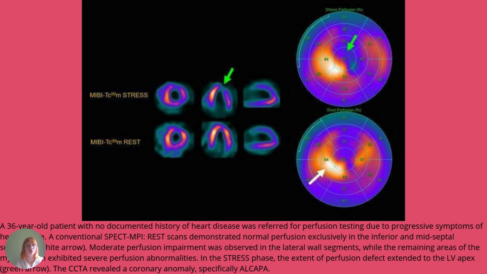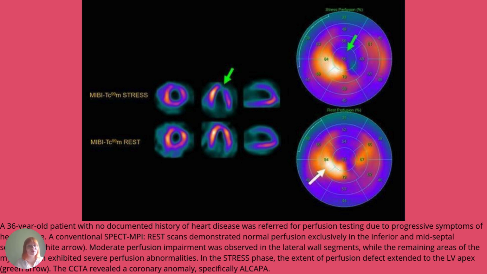Here is an example of nuclear imaging, both stress test and rest test. It was a patient with no documented history of any heart disease and was referred for perfusion testing due to symptoms of heart failure. And in a rest phase, scans demonstrated normal perfusion exclusively in the inferior and mid septal segments. This is the white arrow.